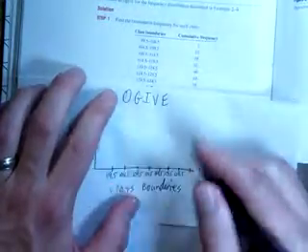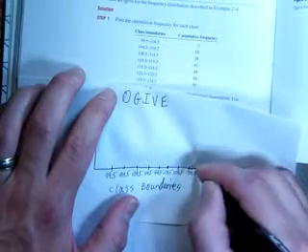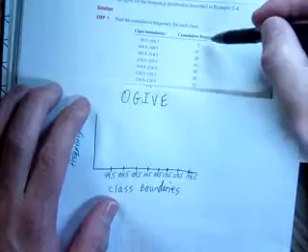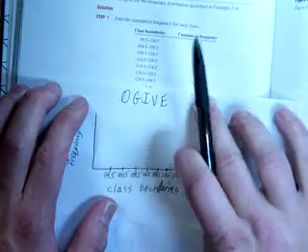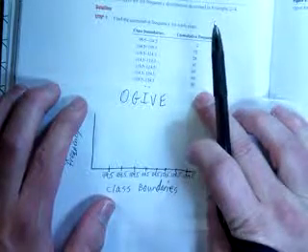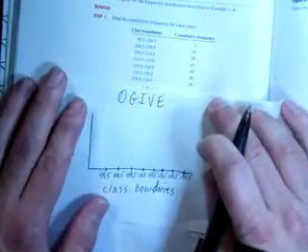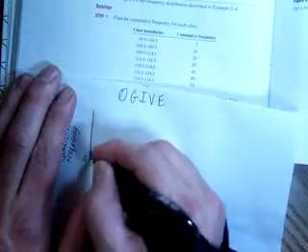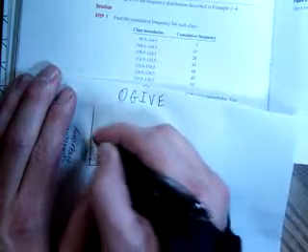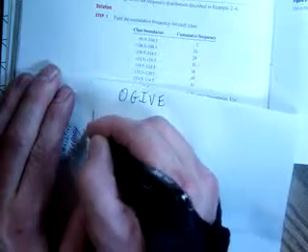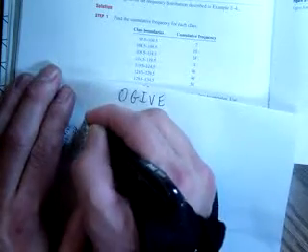of the first class. Okay? So that would be 99.5. The next one would be 104.5. Next one would be 109.5, 114.5, 119.5, 124.5, 129.5, and 134.5.